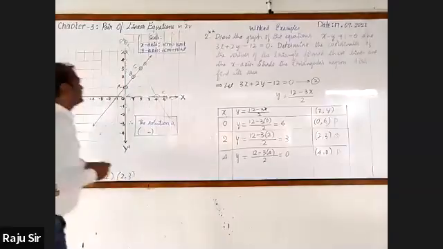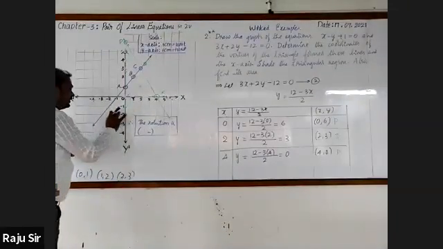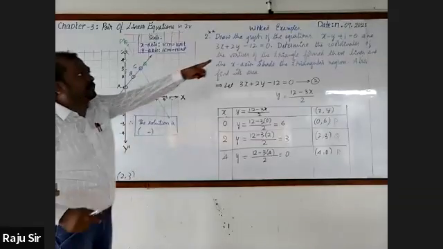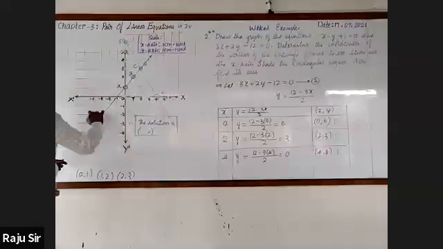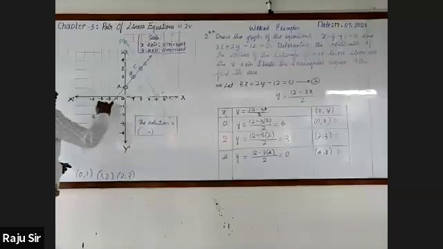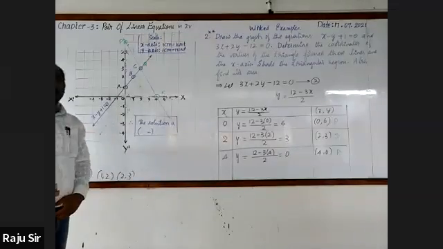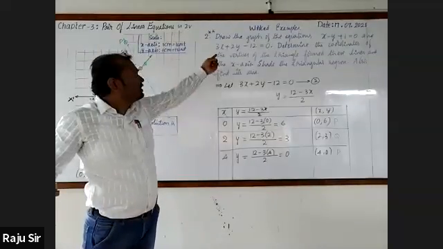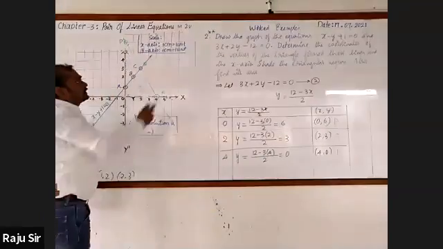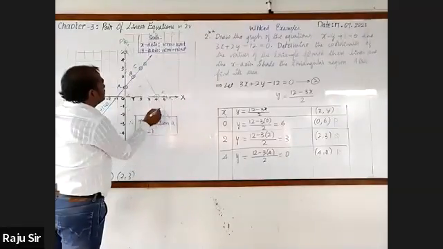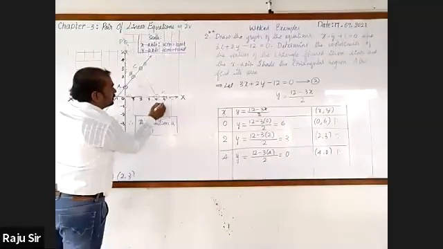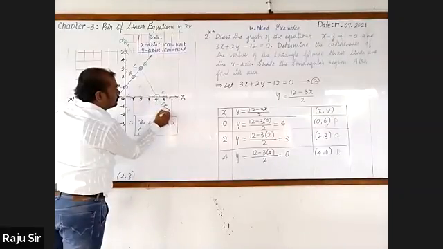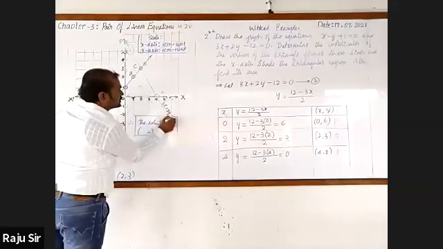Very good. Yes. Now, please go for writing the equations. The blue line represents the first equation, x minus y plus 1 equal to 0. And the green line will represent the second one. It is 3x plus 2y minus 12 equal to 0.